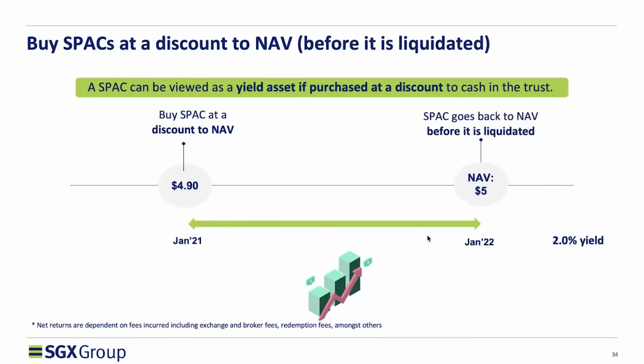In the other instance where the business combination is not completed, the SPAC is actually liquidated and the investor gets back just his NAV. Even from holding the SPAC for this 1 year period, he would have made a 2% yield by buying the SPAC below the NAV at $4.90 and selling it at NAV of $5 per share.